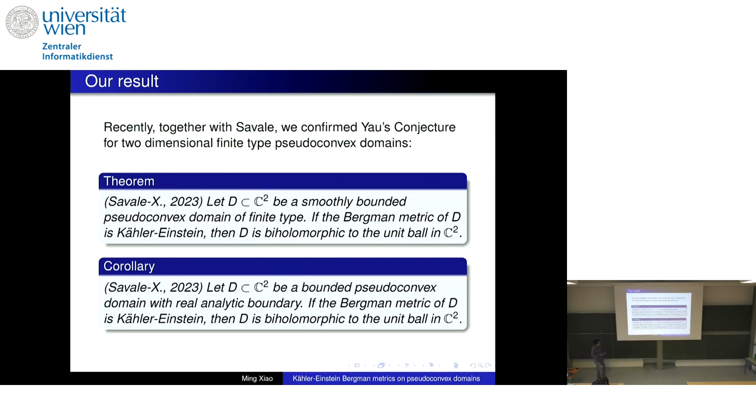But before that, I should also mention a corollary of the theorem. If instead of assuming it's smoothly bounded, we assume it has real analytic boundary, then boundedness plus real analyticity would imply it's finite type. Then we would have finite type and pseudoconvex. Then we can apply the theorem, so that in particular, for bounded pseudoconvex domains with real analytic boundary, we can say Yau's conjecture is true. If the Bergman metric coincides with the Kähler-Einstein metric, then it's biholomorphic to the unit ball.